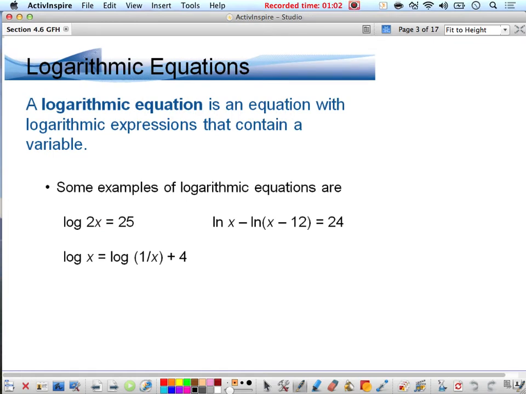Inversely, a logarithmic equation is any equation with logarithmic expressions that also contains a variable. So some examples: log(2x) = 25, log x = log(1/(x+4)). So not every term has to contain a logarithm. Sometimes they do, sometimes they don't. ln x - ln(x-12) = 24. All of those are examples of logarithmic equations, and hopefully by the end of this lesson, you'll be able to solve all of those.